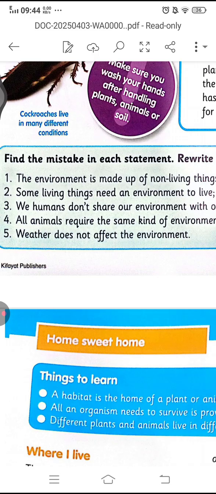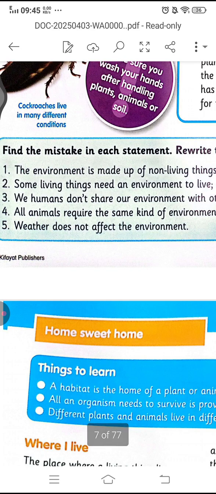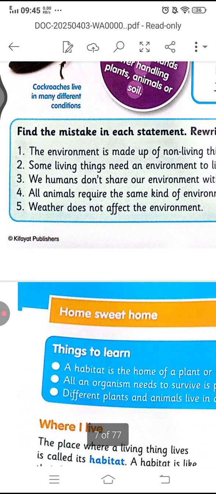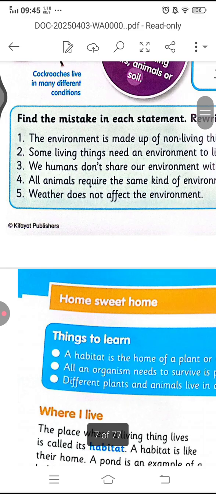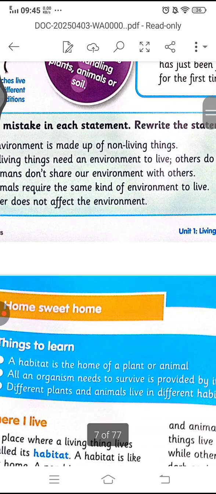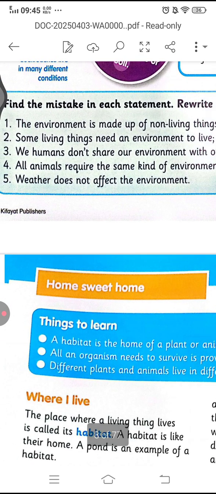We humans do not share our environment with others. We share our environment with others. Okay, we are dependent on plants and animals, and the plants and animals are dependent on us. So it is false. All animals require the same kind of environment to live. No, not at all. As we study, the environment is the condition of your atmosphere, and it is suitable for different species of different kinds of animals. Weather does not affect the environment. Yes, weather affects the environment. Okay, it is also false.